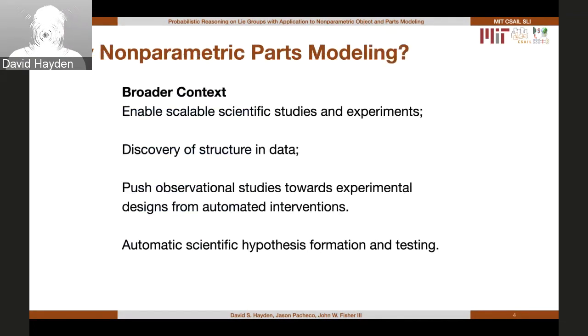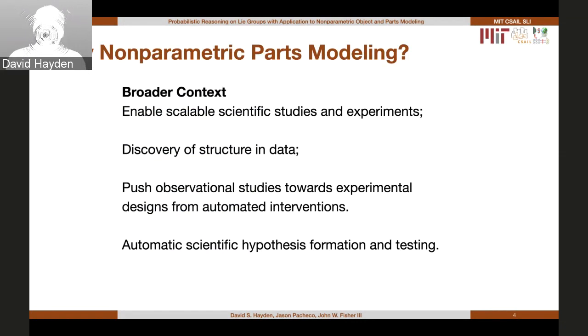So why do we care about this? Well, in my work, I'm interested in enabling scalable scientific studies and experiments, and part of that is being able to discover structure in data, especially when we don't have a complete model of system dynamics. And so if we have some assumptions that we can make, then some structure will fall out of those assumptions. So in this case, if we have a parts model, if we think that parts rotate and translate, they articulate about some set of joints, then we can make that assumption, find structure in the data, and then be able to do things like automate experiment designs by automatically scheduling interventions when some conditions are met during the middle of that experiment.